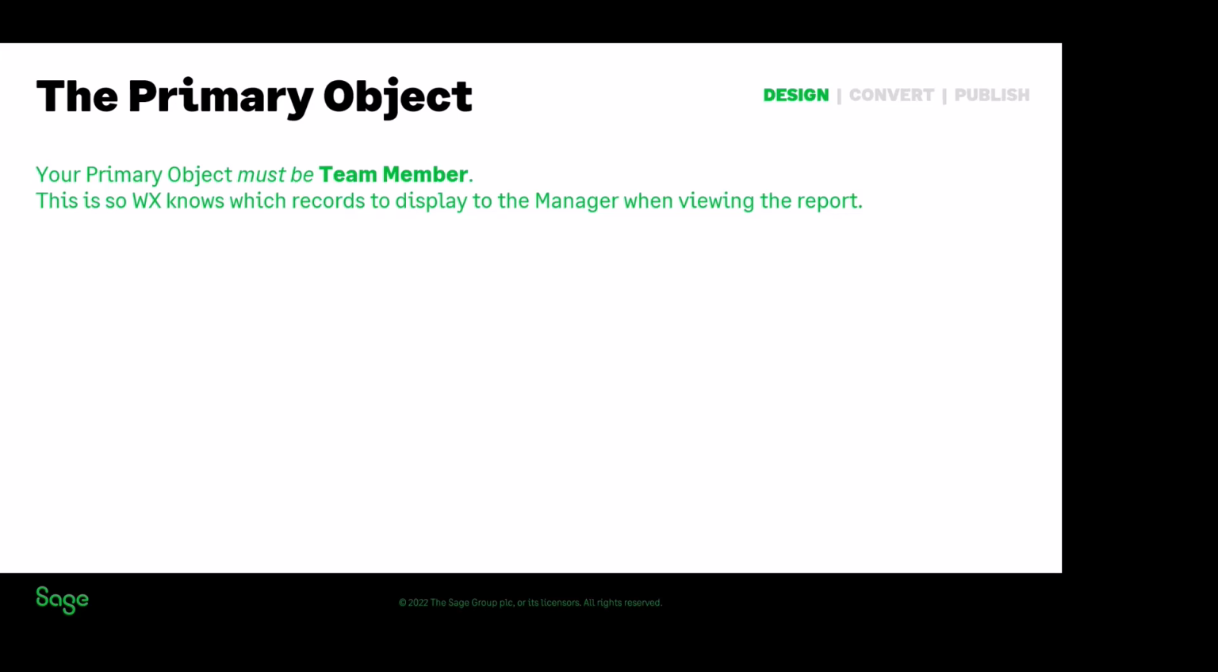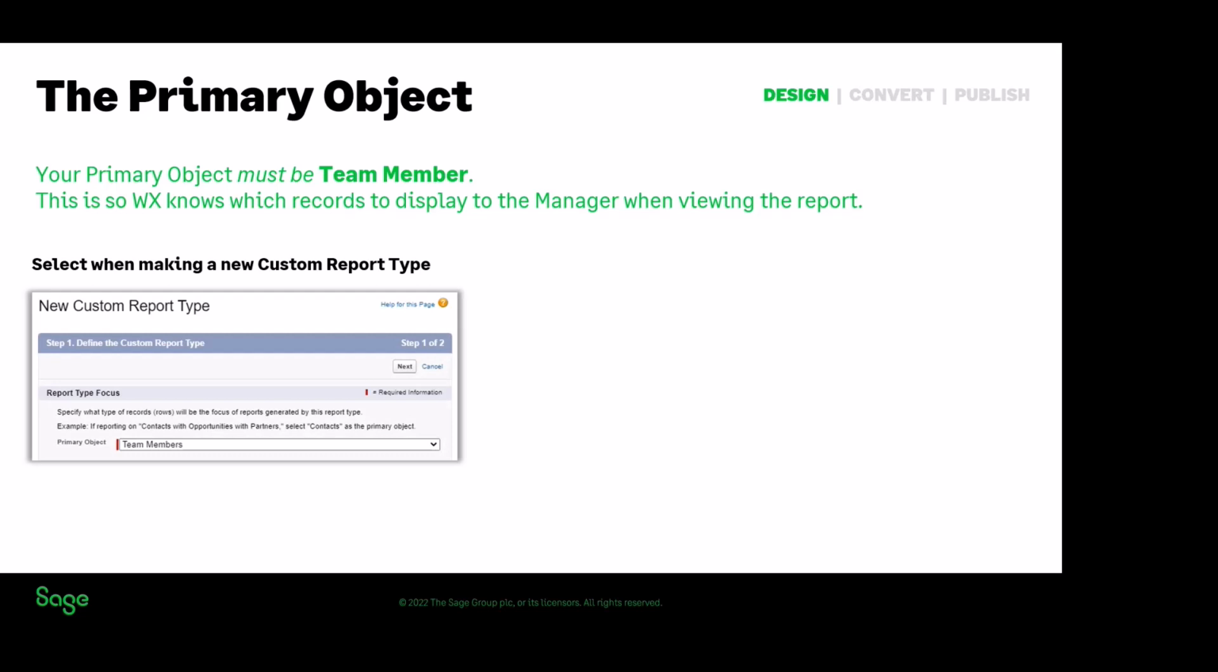So we're going through the manager field on the team member object. Without having the team member object at the top of our report, and therefore the manager field listed on it, the system has no way of knowing what data to display, and if it has no data to display, it just shows nothing at all. So the primary object has to be team member.